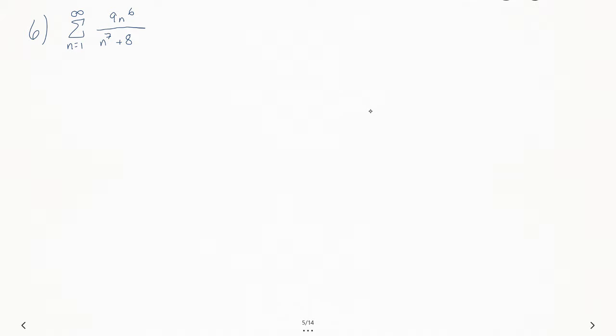So let's take a look at this next one. We have a summation n equals 1 to infinity of 9n to the 6th over n to the 7th plus 8. Any guesses as to what might be a good approach on this one? So what should we use? Should we use an integral test? Should we use a comparison test, limit comparison? What's probably the best bet in this one?